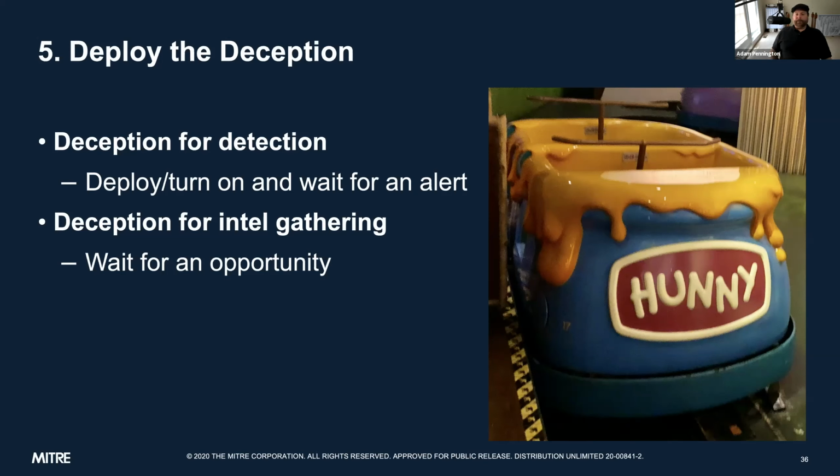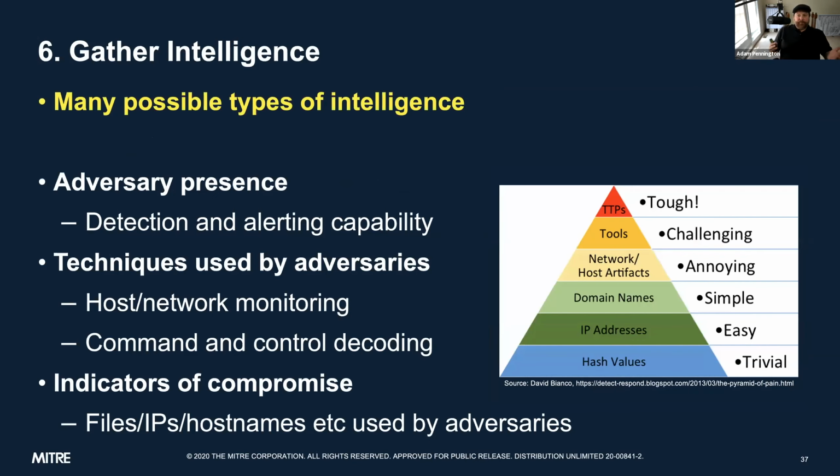If our goal was deception for intelligence gathering, we're probably putting it up and then waiting for an opportunity, waiting for an adversary to do something where we can actually start gathering intelligence. And then finally, let's get more intelligence. So, whatever we're putting out there, we're gathering some type of intelligence, and there are a lot of different types out there.